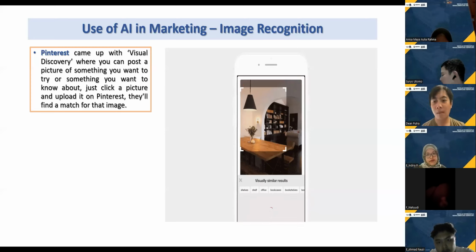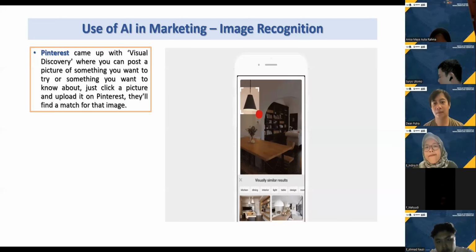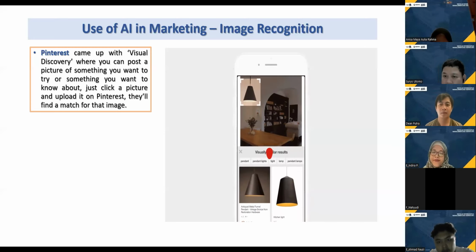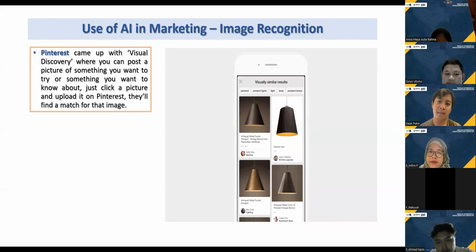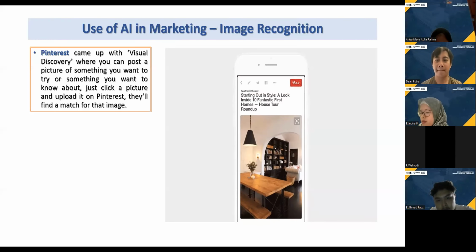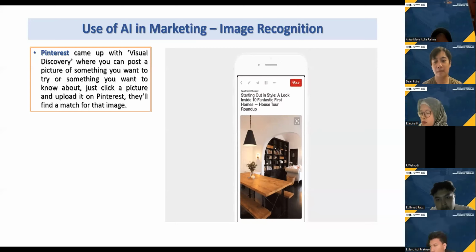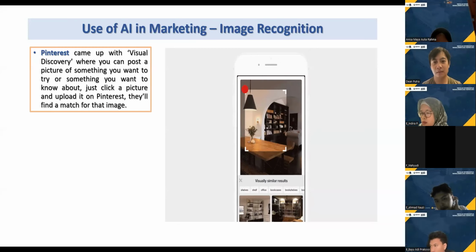As you can see in the picture over here, it will list down so many options of the sellers which are selling similar kinds of lights. So I can actually look at the sellers, I can see the prices at which the similar light is available, and I can buy it for my home. So I can just simply click a picture.